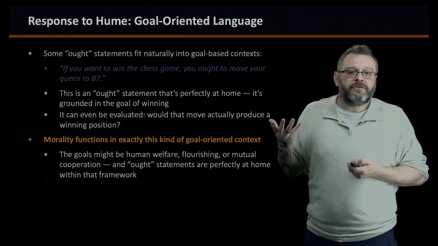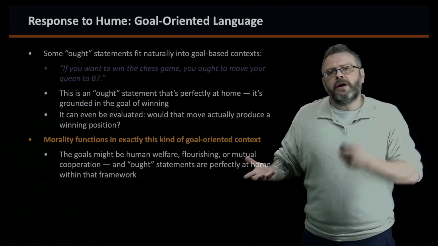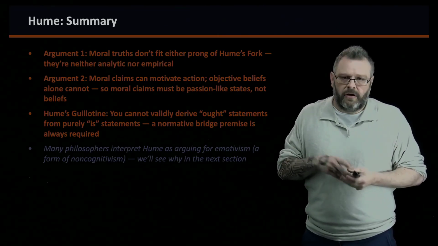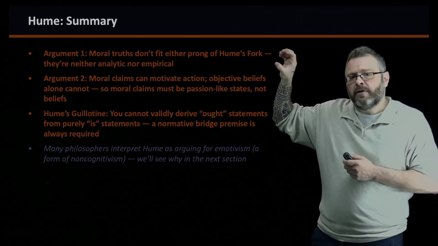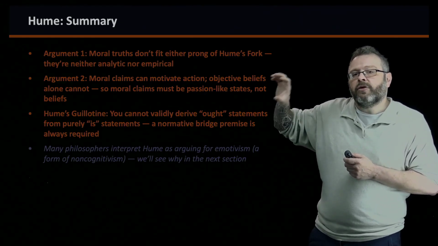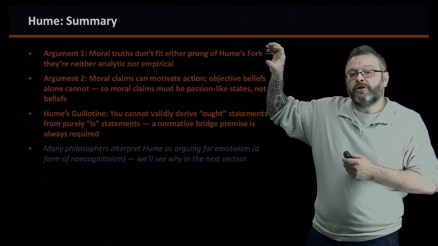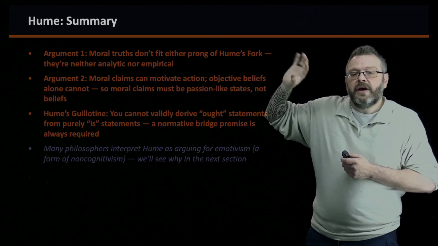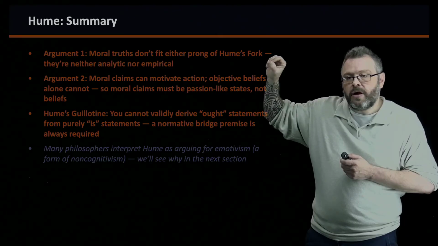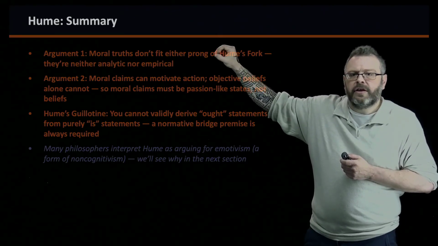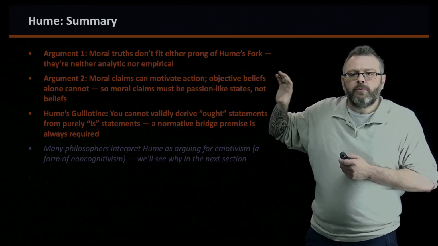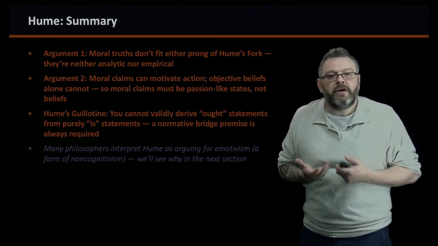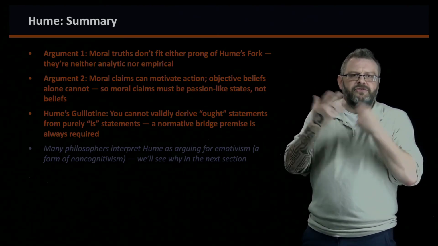Either way, though, Hume has got a really interesting argument. We've got a lot of really interesting material to think about. And I know this was quick, so just a quick recap of everything we've talked about. There were 2 very closely related arguments. This had to do with Hume's fork: relations of ideas and matters of fact. And since moral truths don't fall into either one, they don't derive from reason, or they're not objective facts. And then we've got this argument that moral claims motivate us to act, but objective beliefs don't. They can't.